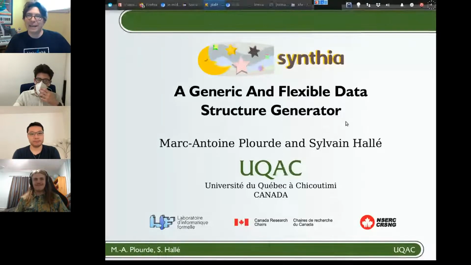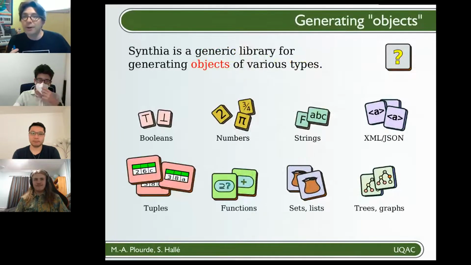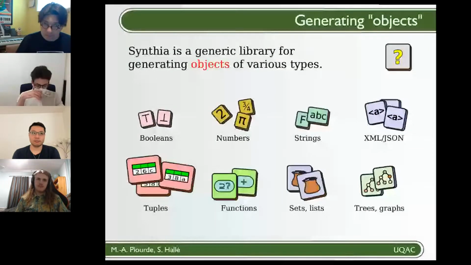Okay, so what kind of data can we generate with Cynthia? The short answer is pretty much any Java object you like, provided that a generator exists for it. So the core of Cynthia provides generators, or pickers as we call them, for various common objects. You can generate numbers, booleans, character strings, lists, trees, graphs, etc. And if you cannot find a picker that suits your needs, you can also create your own.